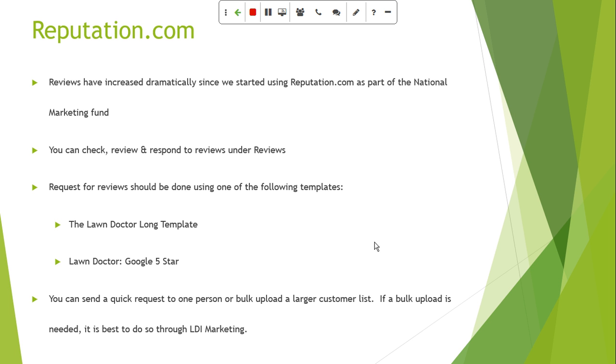So the more Google reviews you get, the better you're going to start to show up for keywords like, for example, lawn care service. The star rating would show up next to your business name when people are searching for that keyword.